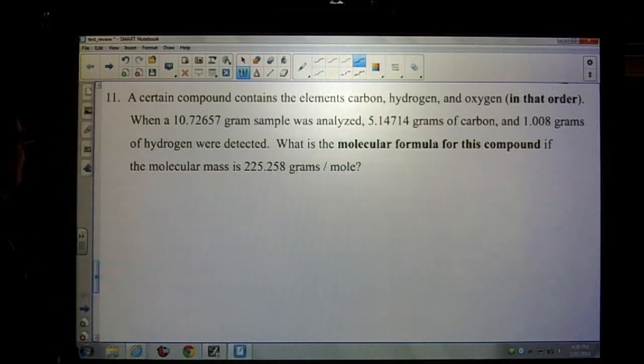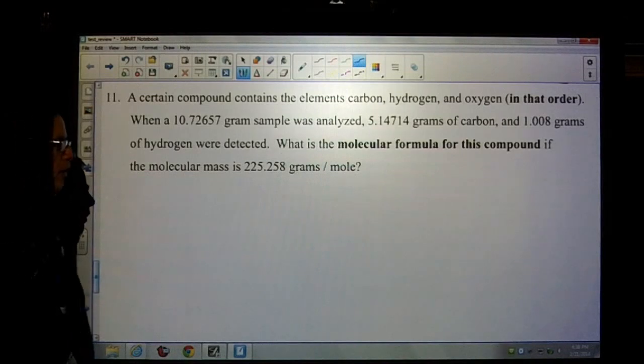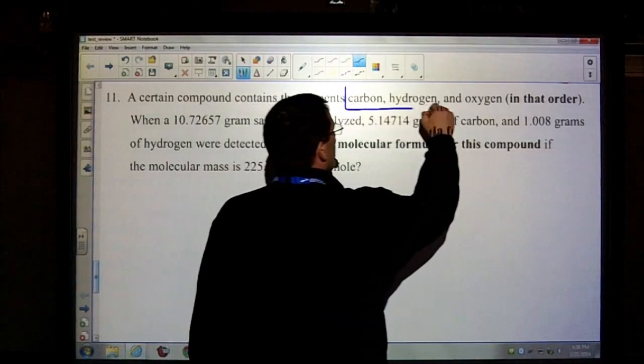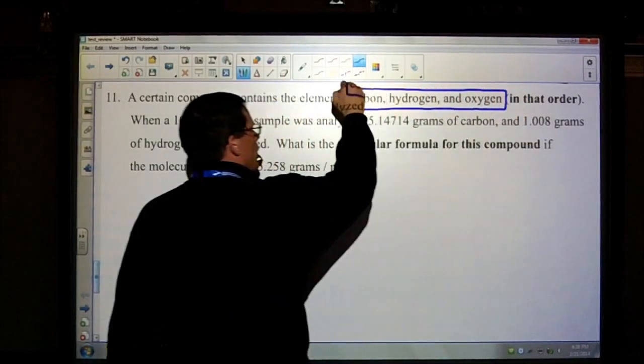Number 11 says a certain compound contains the elements carbon, hydrogen, and oxygen in that order. When a 10.72657 gram sample was analyzed, 5.14714 grams of carbon and 1.008 grams of hydrogen were detected. What is the molecular formula for this compound if the molecular mass is 225.258 grams per mole? Again, this is pretty important. Carbon, hydrogen, and oxygen exactly in that order.